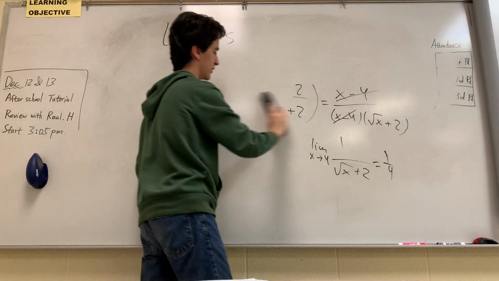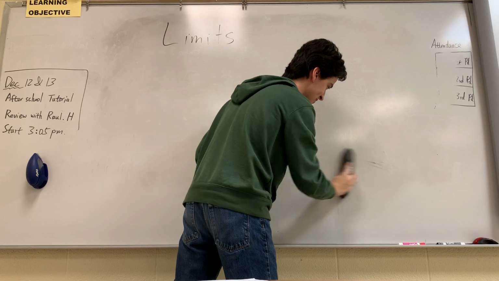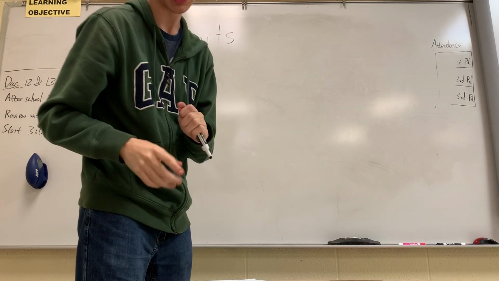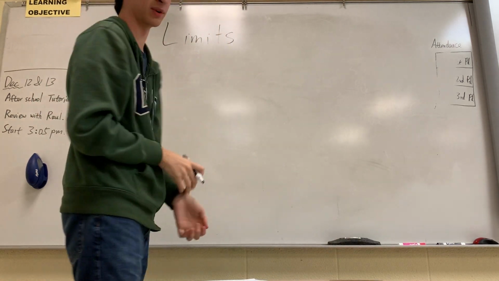Okay, that's how you do square roots. Remember, just always multiply by the conjugate, and you're not actually changing the fraction because you're just multiplying by 1.